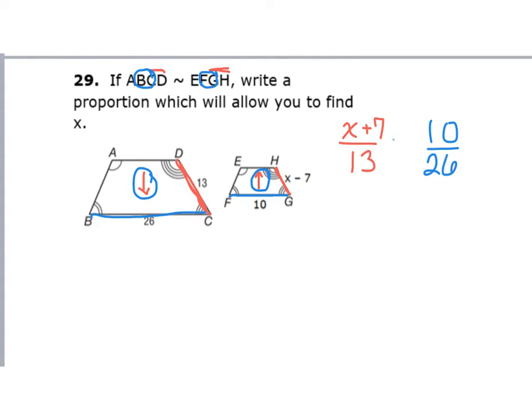And these are proportional, which means two equal ratios, and ratio is just a fancy word for fraction. So here is my proportion that will allow me to find x. And again, it just says to write the proportion. I don't have to actually solve.